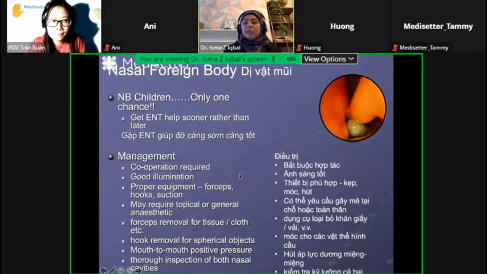So if a person presents with a foreign body in the nose, usually children, then it's very important to make sure that the environment and the child is very comfortable because they're not going to let you do this procedure again and again.